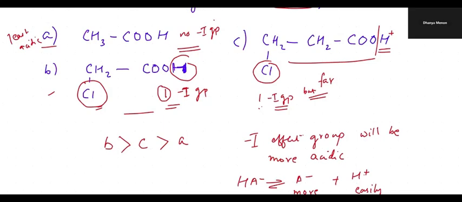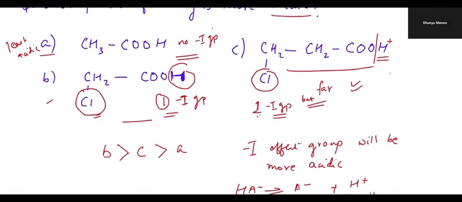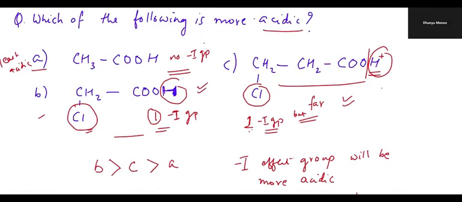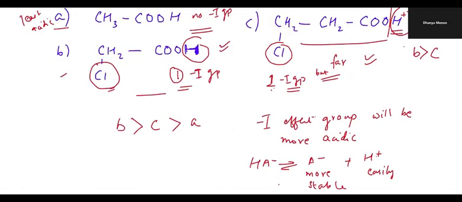So the C option also has minus I effect group, but it is a little bit far away from the H plus ion group compared to the B option. That is why if we compare B and C, B is more acidic than C. I hope I am clear here, right?